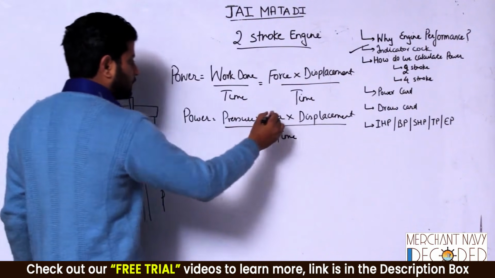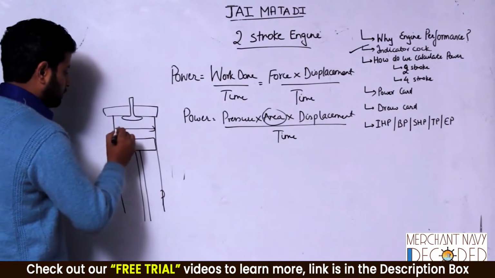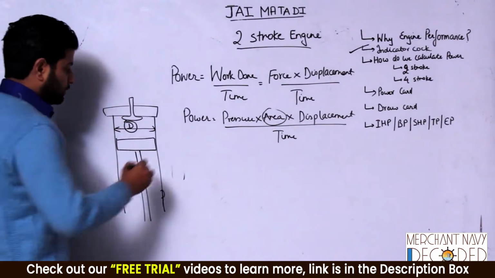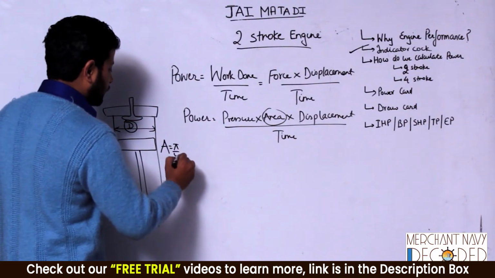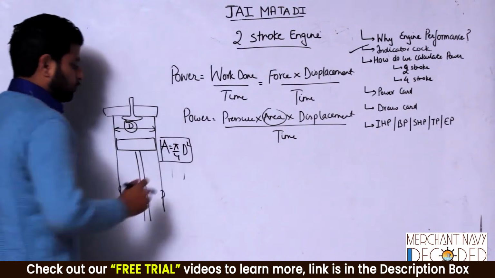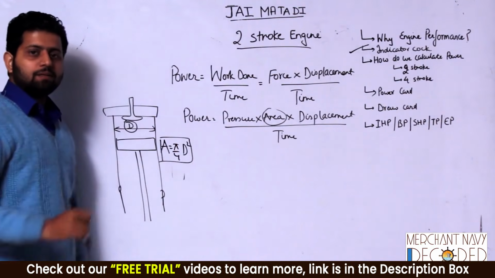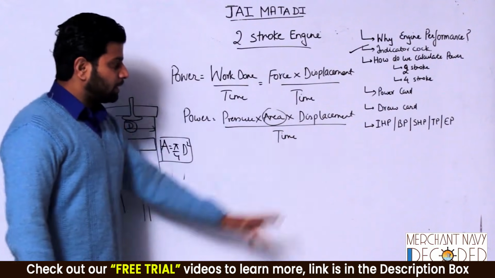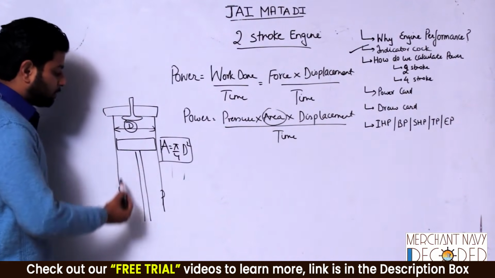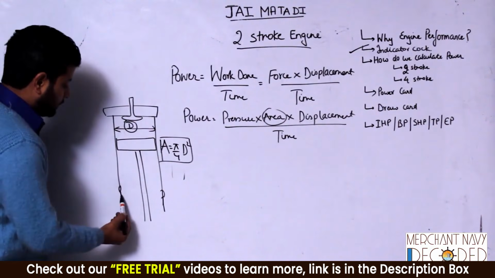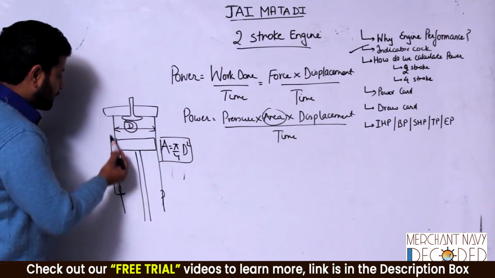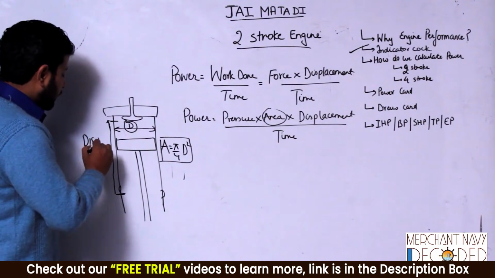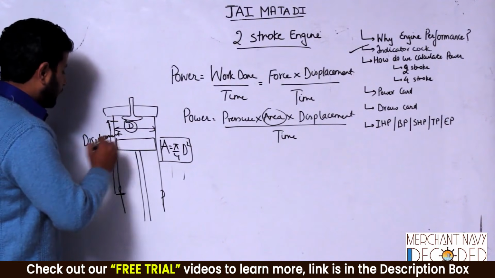Now this area is the area of the liner. That is, if the bore of the liner is diameter d, then area will be pi by 4 d square. So you know what is a bore? Bore is the diameter of the liner. What is displacement? It is the distance travelled by the piston from BDC to when it reaches TDC. Suppose at BDC the piston is over here, and when it reaches TDC it reaches over here. So this is the displacement, and it is also called stroke length.